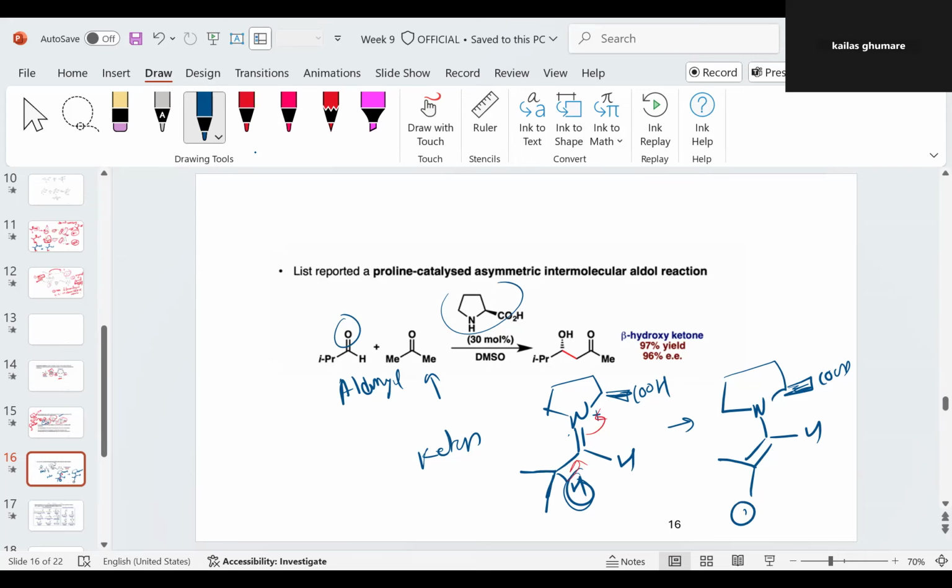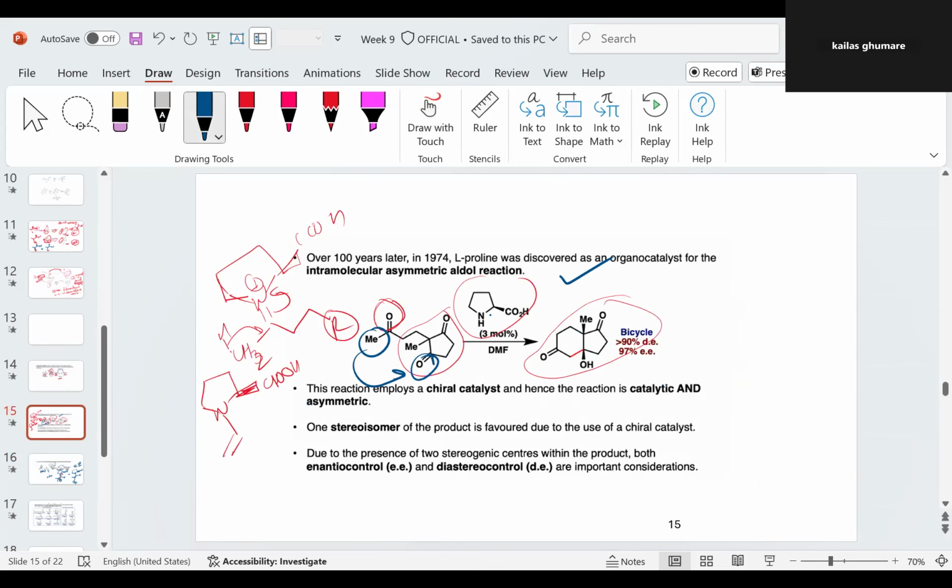The first step is the attack on the ketone, and the second step is the further abstraction of the proton, which is obviously from the solvent. So it gives the product, and because of the stereochemistry of the COOH group, we get the product in about 96% enantiomeric excess. So this is how we can use the proline based catalyst for enantioselective reactions, and this is the example of this intermolecular aldol reaction.